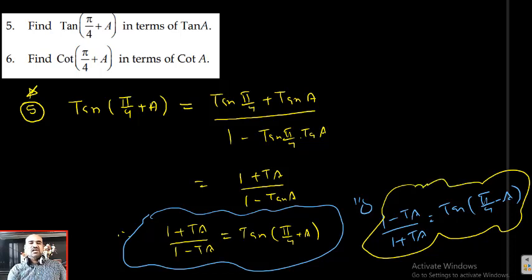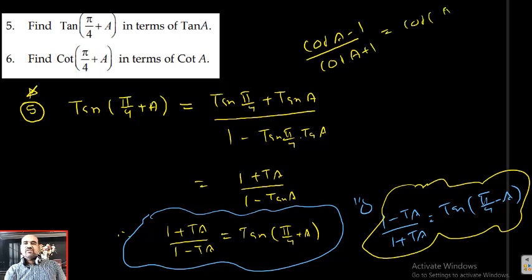Okay. Similarly, what will we get here? Cot A minus 1 by cot A plus 1 you will get for this cot of pi by 4 plus A. You should remember.